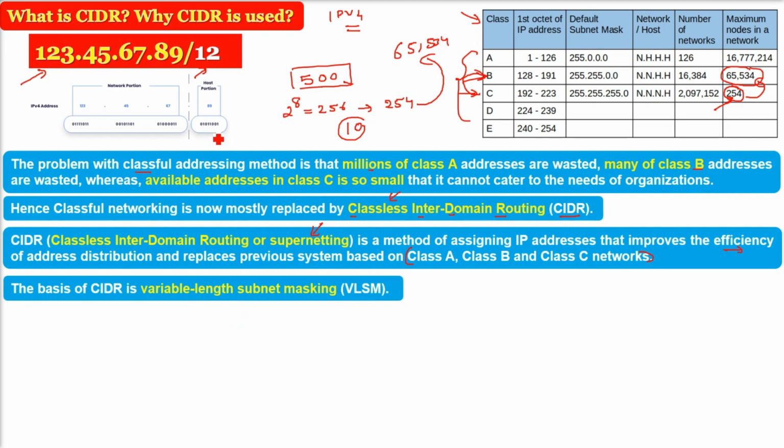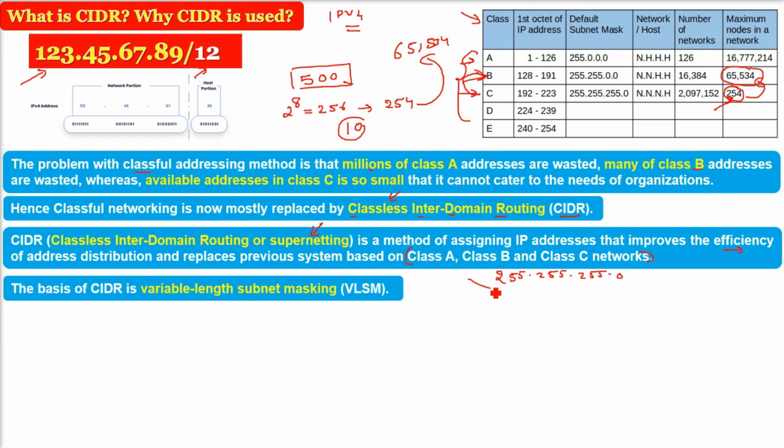The basis of CIDR is VLSM, that is, variable length subnet masking. If I say class A, you will say, oh, I know the subnet mask is 255.0.0.0. If I say B, you will say 255.255.0.0. That is the default subnet mask. For C, it is 255.255.255.0. There is no subnet mask for D and E.